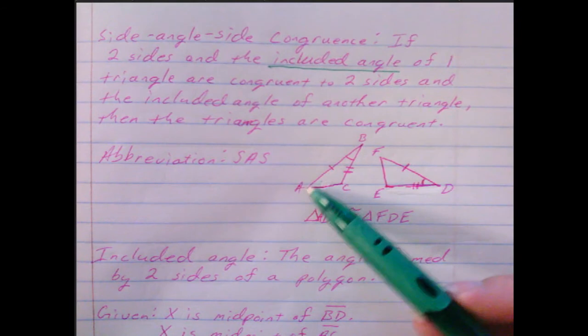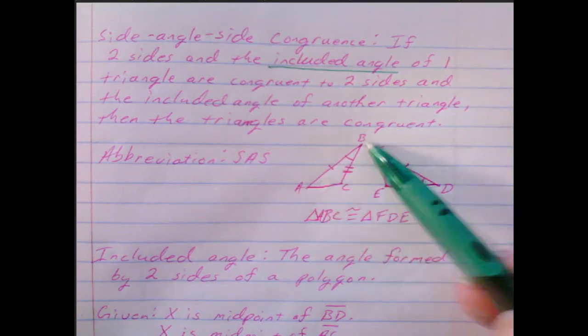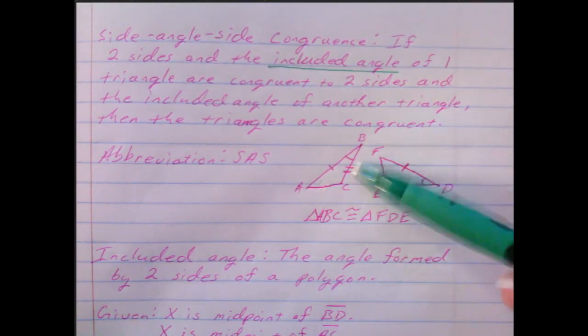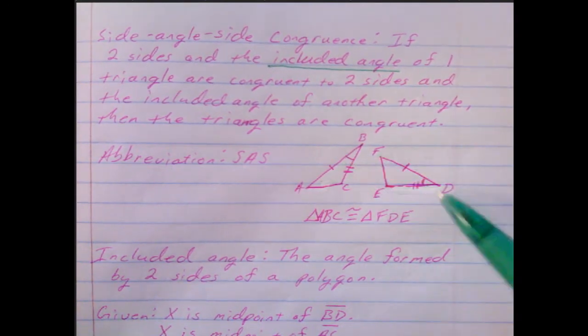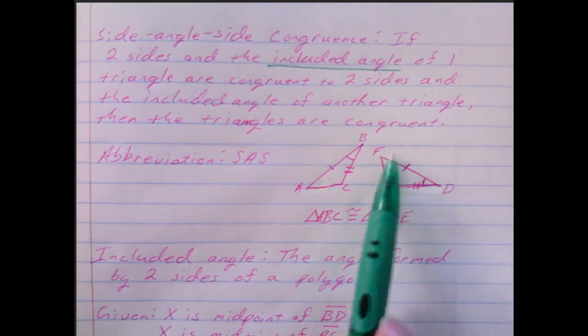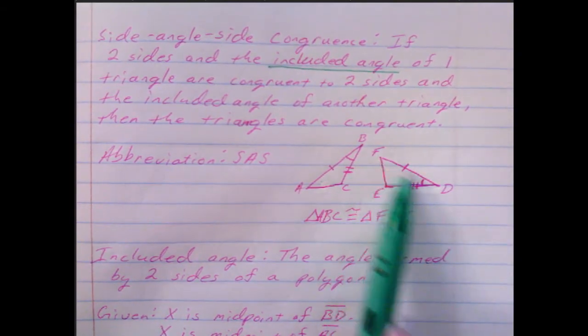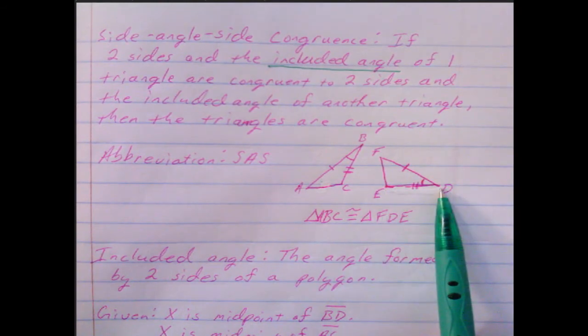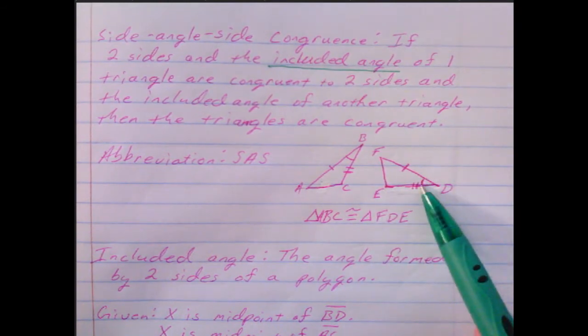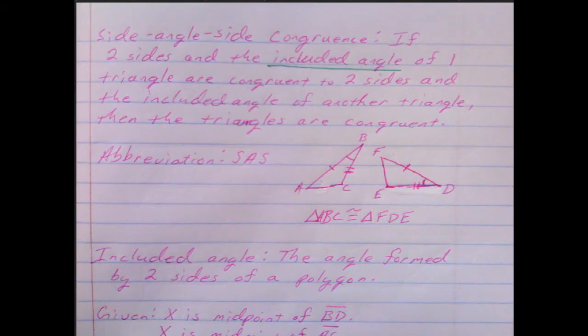So now if we look up at the picture, if I have one side which is AB and another side which is CB, what angle is formed by those? Well, that would be angle B. If I look over here on this one, we have FD and we have ED. The angle formed by those two is D, so that is the included angle. Okay? Alright, so let's look at another proof then.